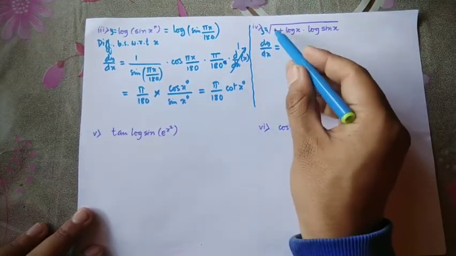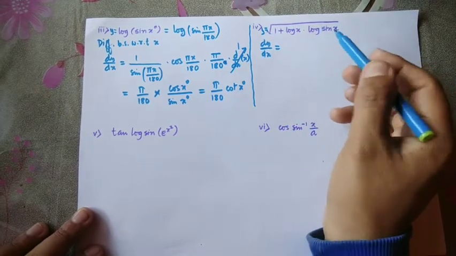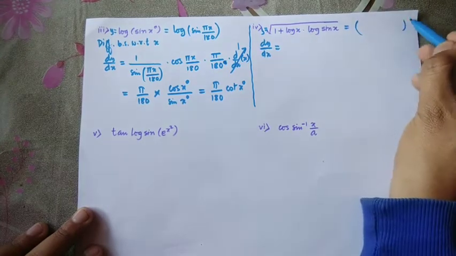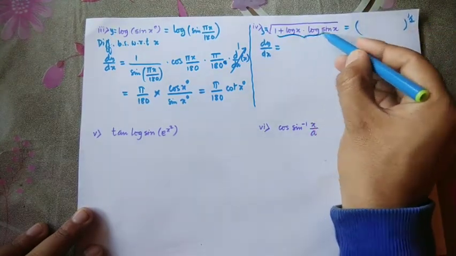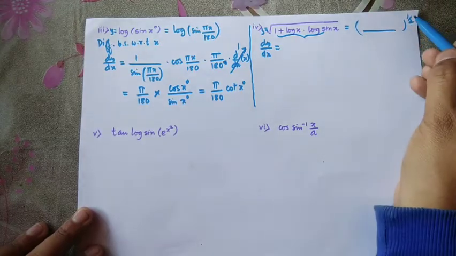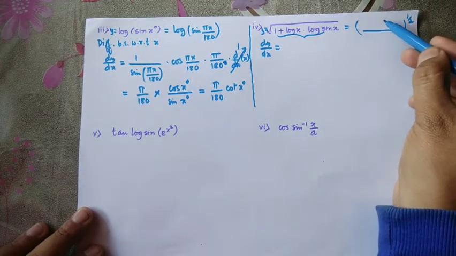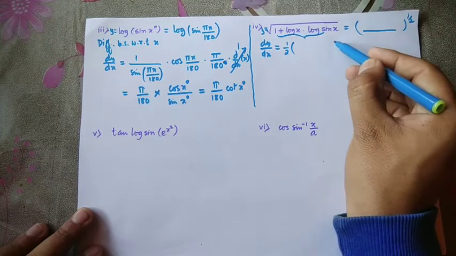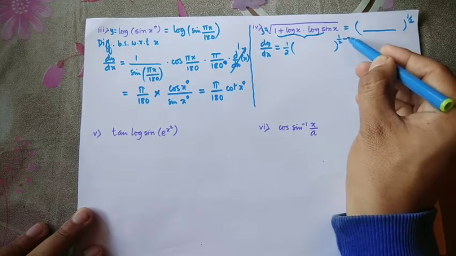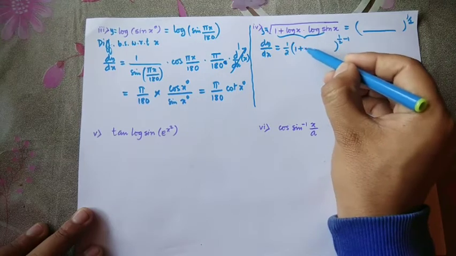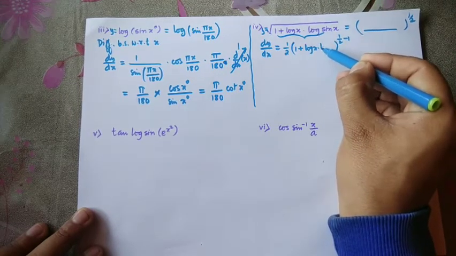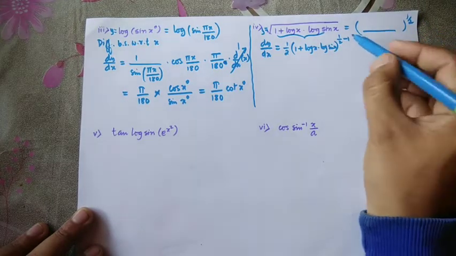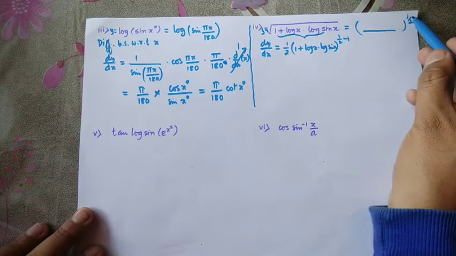So dy by dx is equals to, this is my power outside, so let us first differentiate the power. So this is in fact this to the power half, right? So this full thing will go here. So this is my n and this is my x, so it will be n x to the power n minus 1, that is half minus 1. Okay, so we have here 1 plus log x into log of sine x.